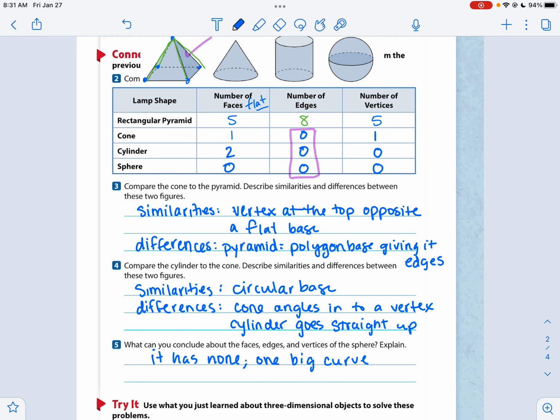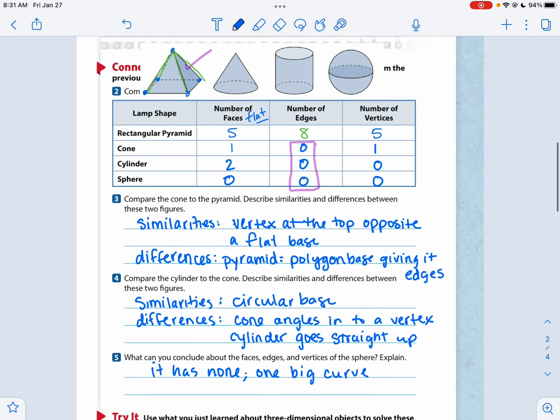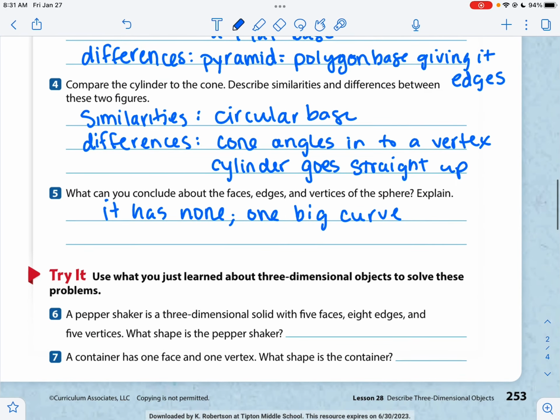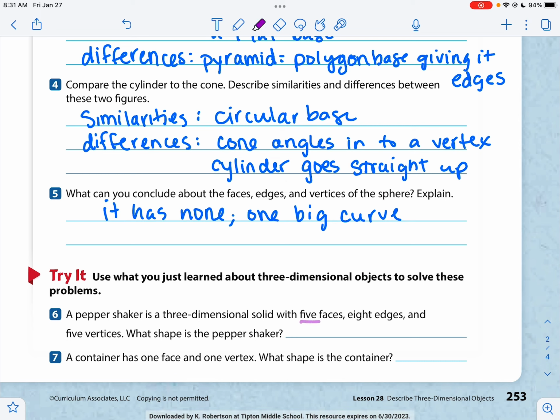Now, really what I wanted to get to, and what I was hoping to get to yesterday and it just didn't happen, were these examples. In number 6, it says a pepper shaker is a three-dimensional solid. That part I think we can all agree with. Any pepper shaker is going to be a three-dimensional solid. The important things here: apparently this three-dimensional solid has 5 faces, 8 edges, and 5 vertices. And our goal is to tell what shape this pepper shaker is.